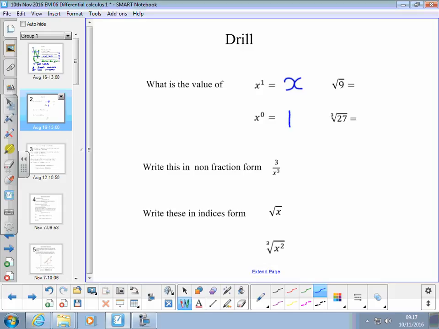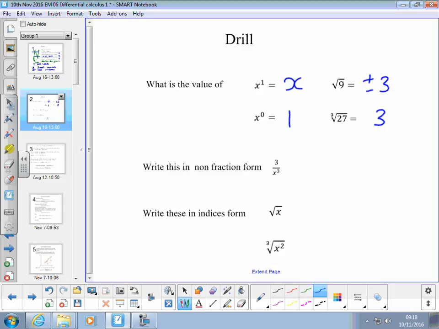Square root of 9. 1 point. There's another point to be had there. Plus or minus 3. So you can get 2 points if you've got plus or minus 3. Square roots, 2 answers, positive or negative. Plus 3 times plus 3 is equal to 9. Minus 3 times minus 3 is also equal to 9. Cube root of 27. 3 only, 1 point. Plus and minus, lose half a point.